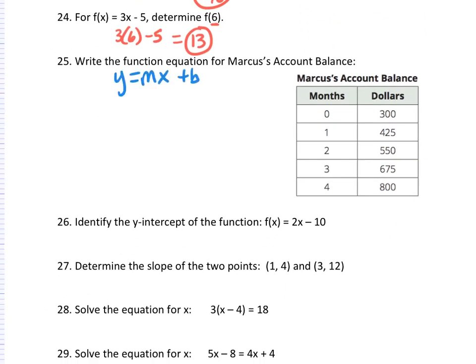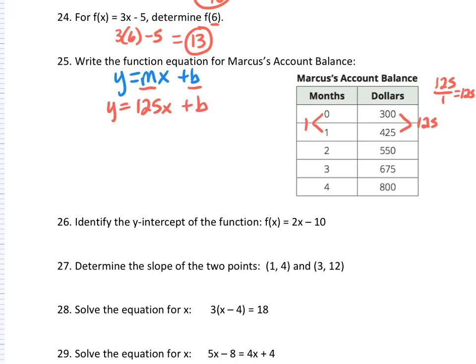For number 25, we need to write the function of the equation. To do this, we need the slope and the y-intercept. So I'm going to find the slope first. From here to here, it looks like it's going up 1. From here to here, it's going up 125. And to get that slope, it's simply 125 over 1, which is 125. So my slope is 125.